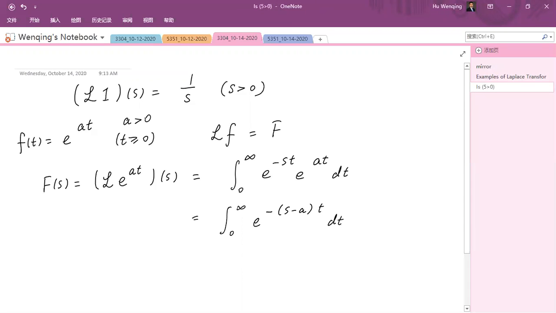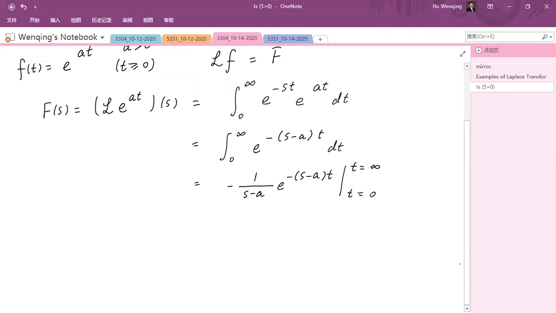Okay, so therefore, let me say, what about a positive? Suppose a is a positive number. Then you can see that the integral is actually calculated as minus 1 over (s minus a) e power minus (s minus a)t, where t is equal to infinity and t equal to 0. So you just calculate this integral.